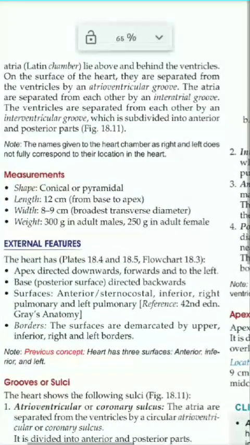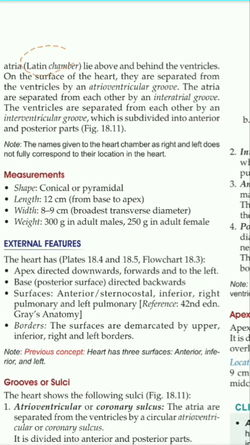The two atria lie above and behind the ventricles. On the surface they are separated from the ventricles by the atrioventricular groove. Atrioventricular means atrium and ventricle, which are separated by the atrioventricular groove. The atria are separated from each other by the interatrial groove. Two atria, that means interatrial groove.